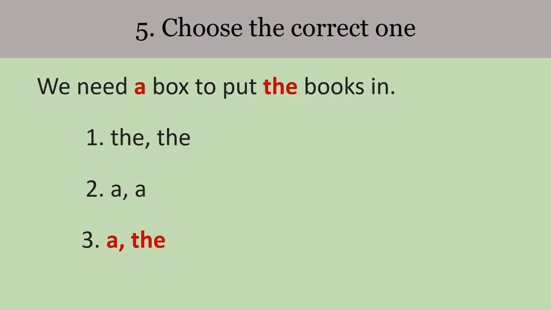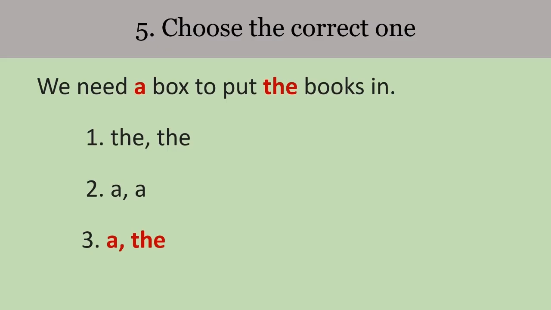We need a box to put the books in. The and the we cannot say because here it is uncertain. It's not clear, it's not specific. Any box will do. Therefore we don't use the definite article. The second one is correct, but this choice is wrong. Then we need a box. Here this is correct. The first article in the second choice is correct.